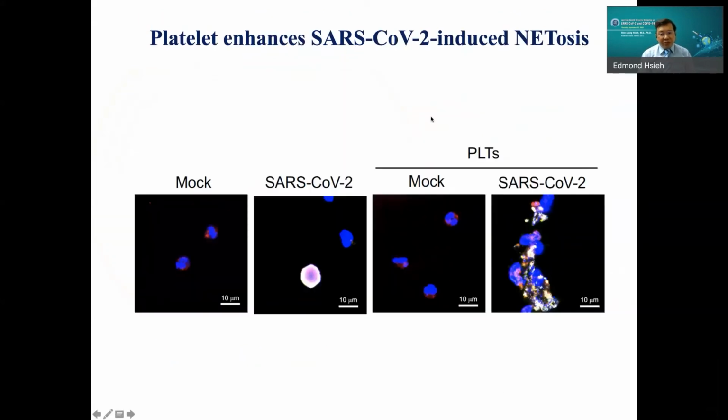So based on this observation, we incubated the virus and the neutrophils in the presence of the platelets. And you will find in the rightmost figure that robust NET formation was formed.